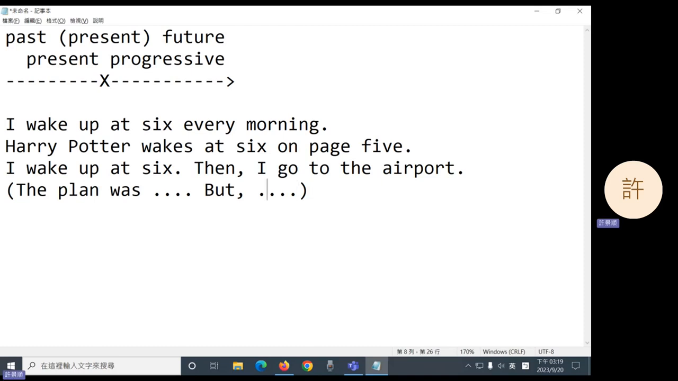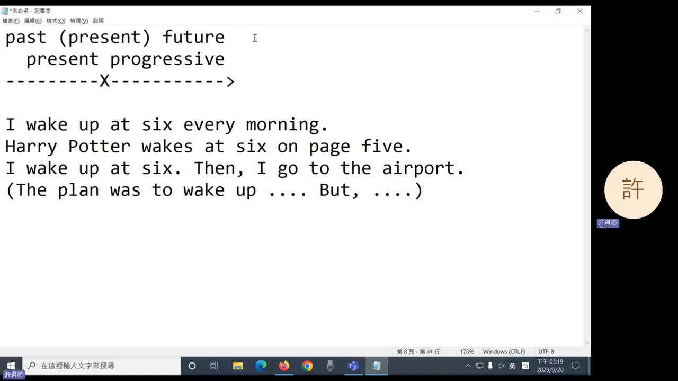So you want me to complete this sentence. Okay, the plan was, here we would use an infinitive, 不定词. Yeah, we'll talk about this in the verbs section later. But the key idea here is the present tense.